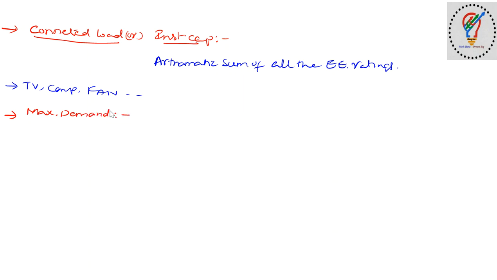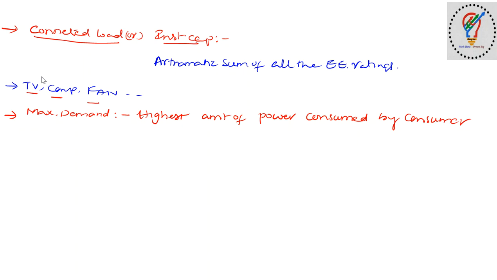Maximum demand is the highest amount of power consumed by the consumer. For example, among the TV, computer, fan, etc., generally we use a TV and fan for general purposes. If only these two are being used, that will be your maximum demand.